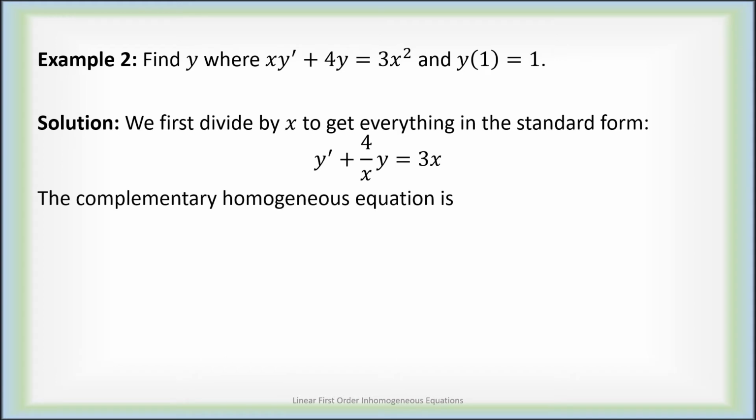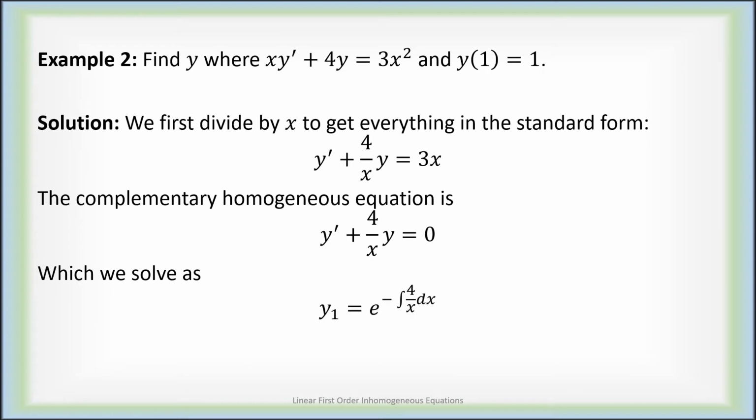The complementary homogeneous equation is given by setting that forcing function on the right to be 0. So just y prime plus 4 over x times y equals 0. Now we can solve this as y1 is e to the negative antiderivative of 4 over x. Of course, anti-differentiating 4 over x is pretty straightforward. It's 4 log x. Now we've got a combination of e's and logs. Unsurprisingly, this is going to work out to be x to the minus 4th.